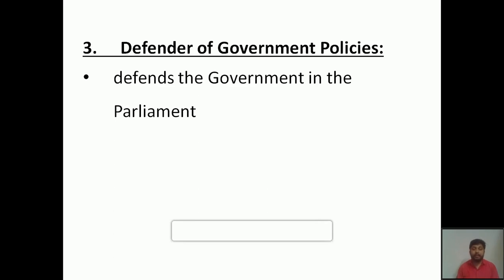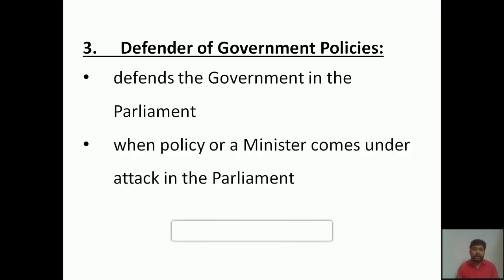They will blame the government, they will criticize the government. There will be a number of problems. They will be pointing out the mistakes from the side of the government. So in all those cases, the Prime Minister will be taking up the responsibility of all those things, and he acts as a defender of the government in the Parliament. When a policy or a minister comes under attack in the Parliament, it is the duty of the Prime Minister to support him.